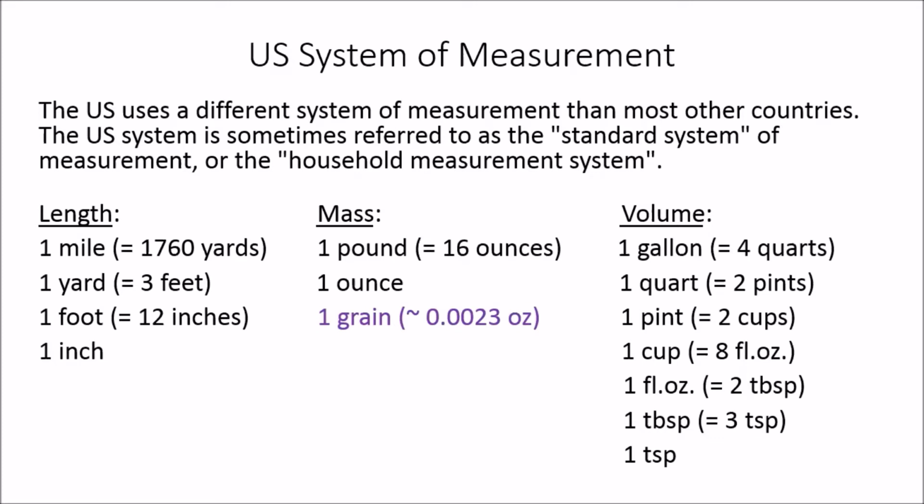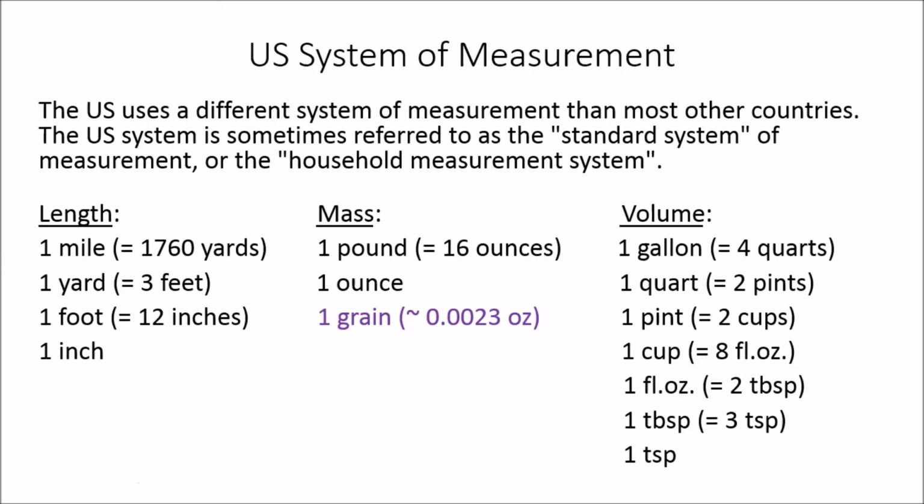So if you hear those, we're referring to miles, yards, feet, inches for length, pounds, ounces, grains for mass, and then for volume, gallons, quarts, pints, cups, fluid ounces, tablespoons, and teaspoons. What I've collected here is just how to convert within the US system, which you don't really have to do. This is just so you have the numbers in case you need them.